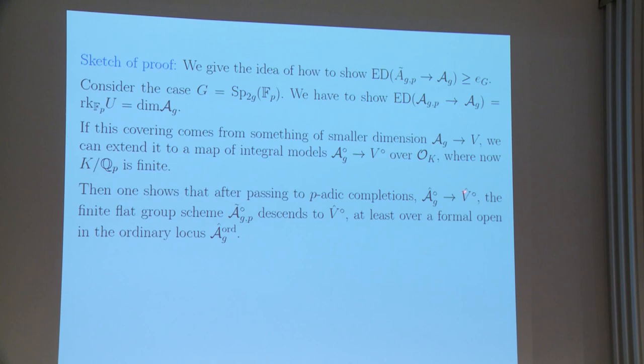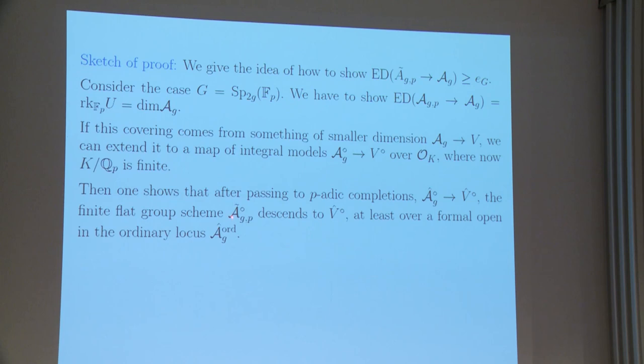to V hat 0 at least on some formal open in the ordinary locus of this guy. Right? In any case, when you're doing essential dimension, you have to allow yourself to restrict to an open. So in some sense, this is cost-free in terms of what you're trying to prove, okay? So you descend not just the local system, but in fact, the whole finite flat group scheme.